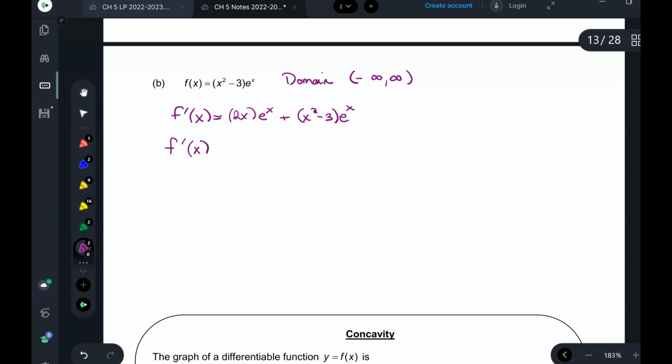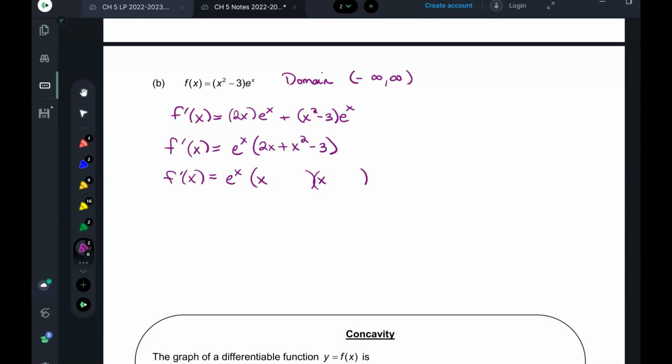What can we factor out of each term? e to the x. And I'm left with 2x plus x squared minus 3, or x squared plus 2x minus 3. Does that factor? It's going to be x plus 3, x minus 1. So again, before we try to set it equal to 0, just try to get it in that factored form. And now it's really easy to see.